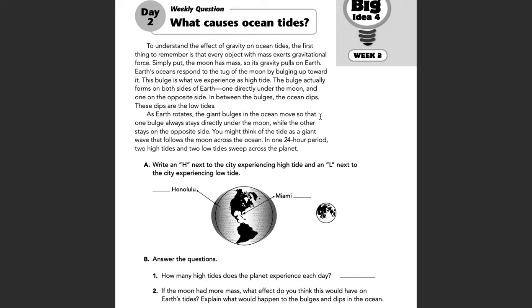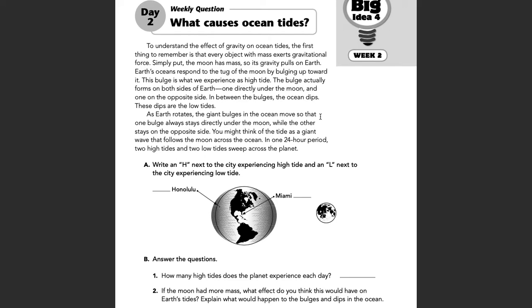is that every object with mass exerts gravitational force. Simply put, the moon has mass, so its gravity pulls on Earth. Earth's oceans respond to the tug of the moon by bulging up toward it. This bulge is what we experience as high tide. The bulge actually forms on both sides of Earth, one directly under the moon and one on the opposite side. In between the bulges, the ocean dips. These dips are the low tides.